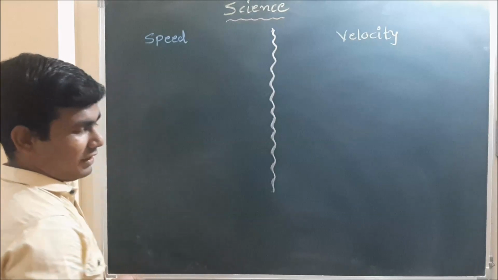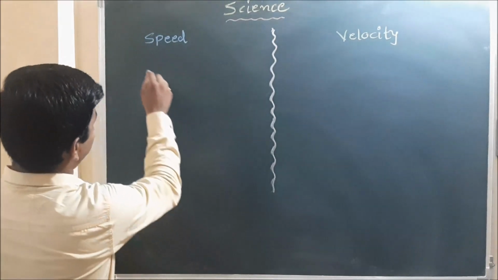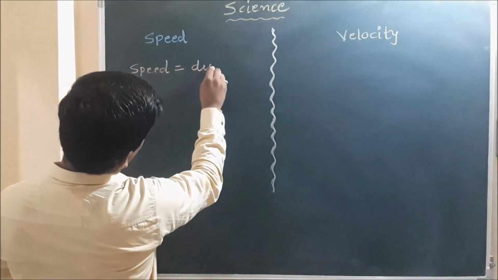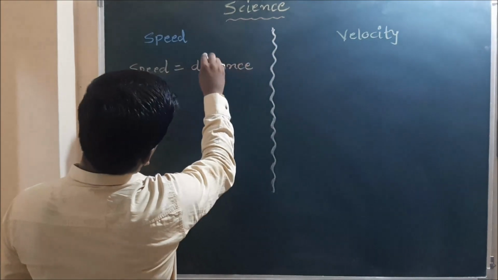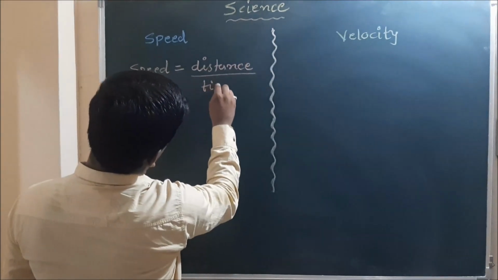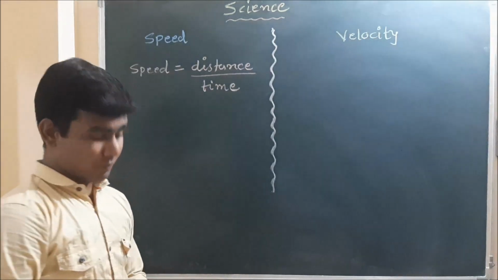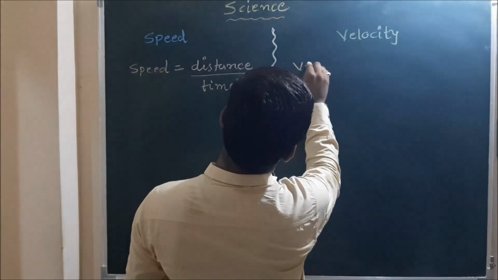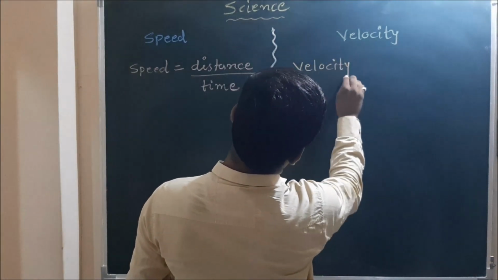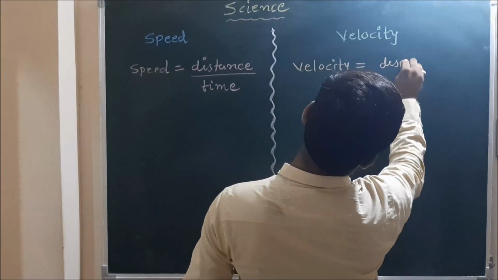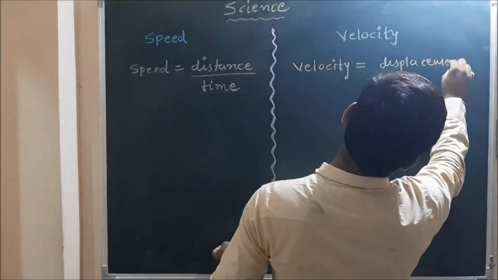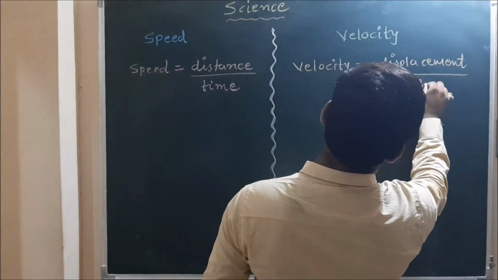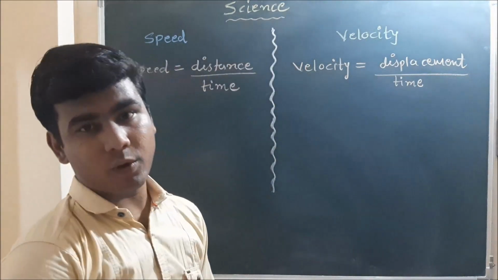Now speed means what? If we write the formula, from that we will try to understand that speed is equal to distance divided by time. Okay, and here if we consider velocity, then velocity is equal to displacement divided by the time taken. So how can we write this, or how can we define it?